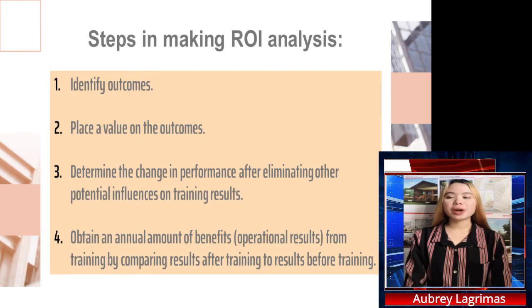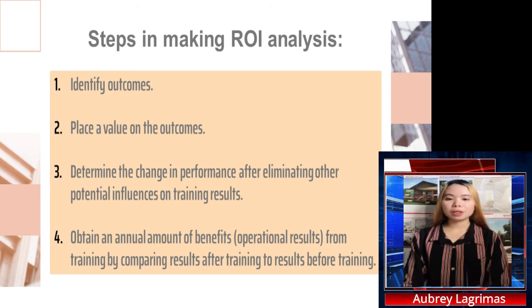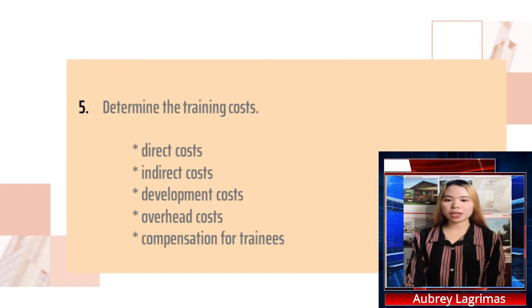To make an ROI analysis, follow these steps. First, identify outcomes. Second, place a value on the outcomes. Third, determine the change in performance after eliminating other potential influences on training results. Fourth, obtain an annual amount of benefits, also known as operational results from training, by comparing results after training to results before training. The fifth step is determining the training cost.